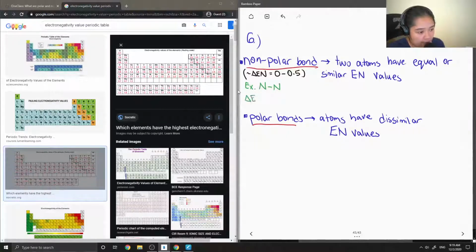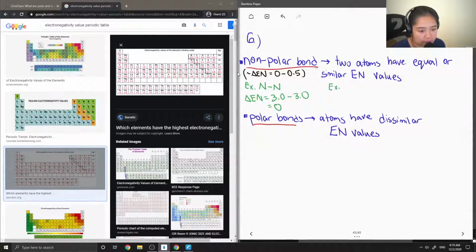If we were to calculate its difference in electronegativity for this bond, let's look at our table here. It would be 3.0 minus 3.0, which is equal to 0. So therefore, a nitrogen-nitrogen bond is nonpolar.